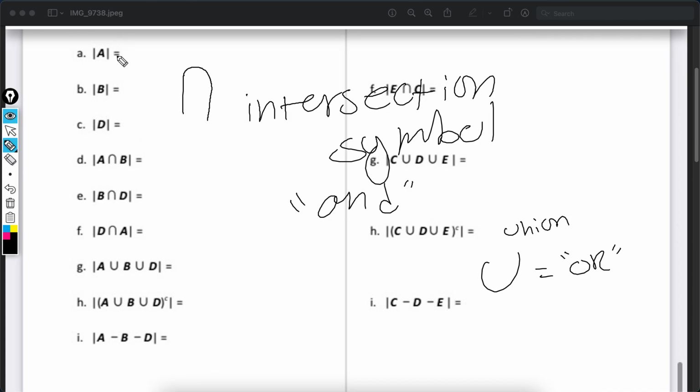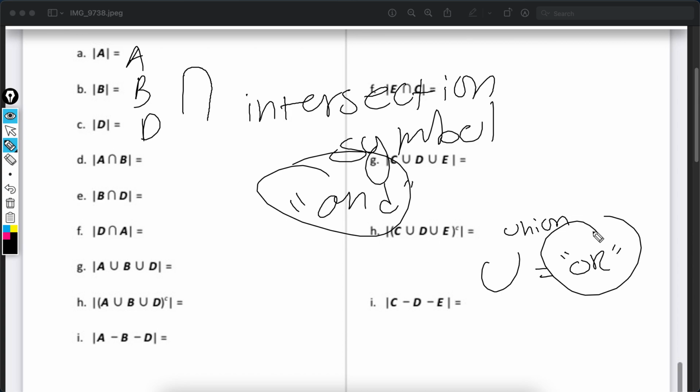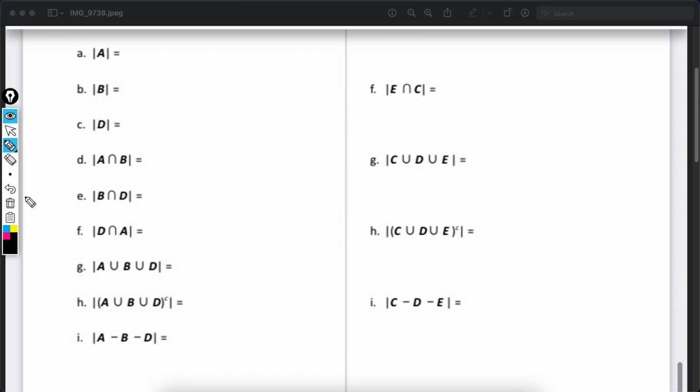So with these, the absolute values, there's nothing really attached to it. It would just be A, it would be B, it would be D, so on and so forth. So there's no real specific thing there. So once again, we've got the intersecting symbol, which is "and," and the union symbol, which means "or." Not too bad, right?